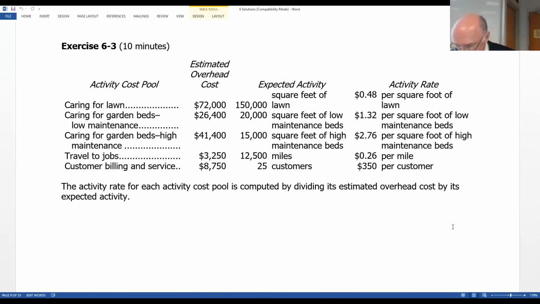Green Thumb Gardening is a small gardening service that uses activity-based costing to estimate costs for pricing and other purposes. The proprietor of the company believes that costs are driven primarily by the size of customer lawns, the size of customer garden beds, distance to travel to customers, and the number of customers. In addition, the cost of maintaining garden beds depends on whether the beds are low-maintenance beds, mainly ordinary trees and shrubs, or high-maintenance beds, mainly flowers and exotic plants. Accordingly, the company uses the 5 activity cost pools listed below. So caring for lawn is based on the number of square feet.